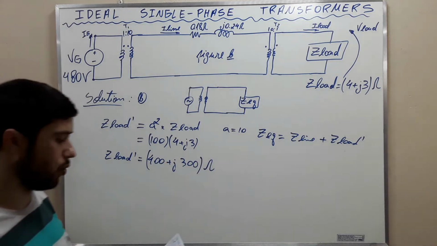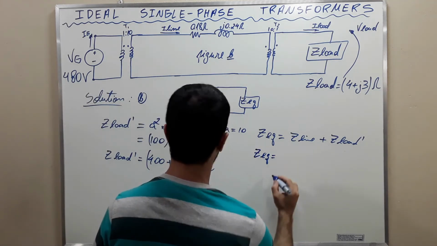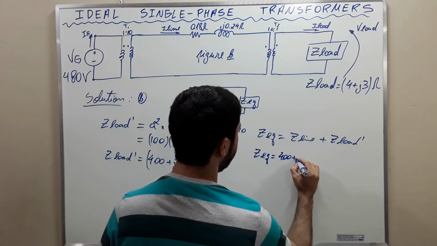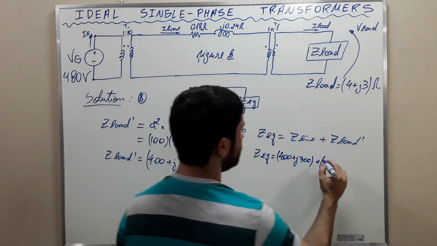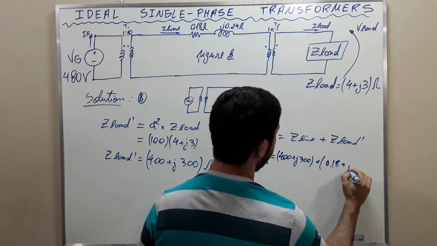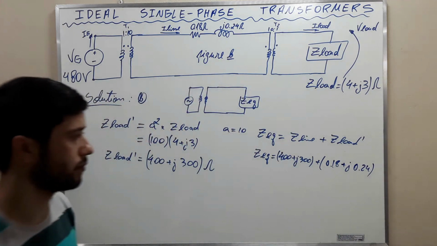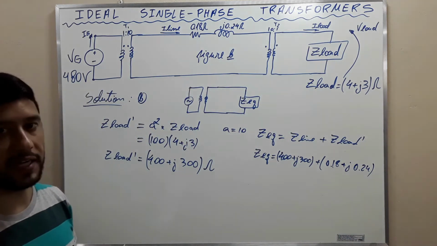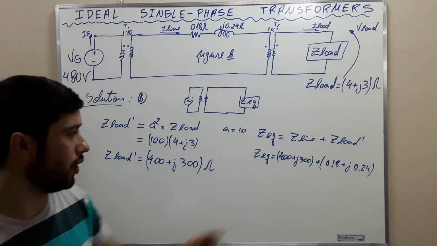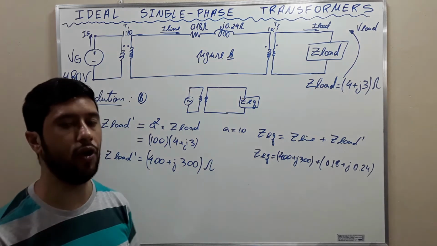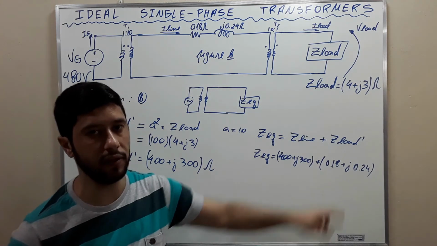Let's calculate Z equivalent. Z equivalent is going to be 400 plus J300 plus 0.18 plus J0.24, because they are in series. Had they been in parallel, we would need to use another expression, but as they are in series, we simply add them.